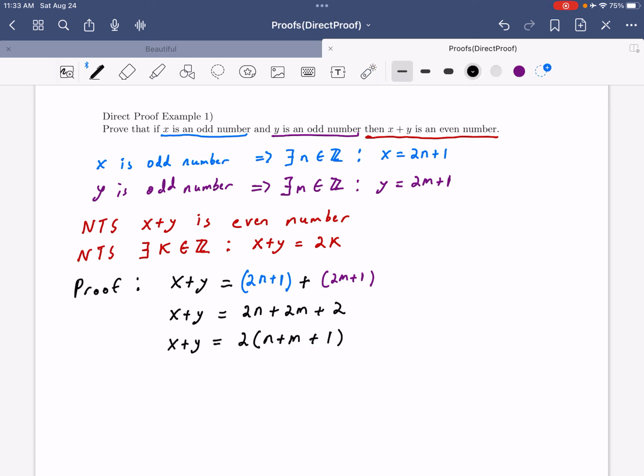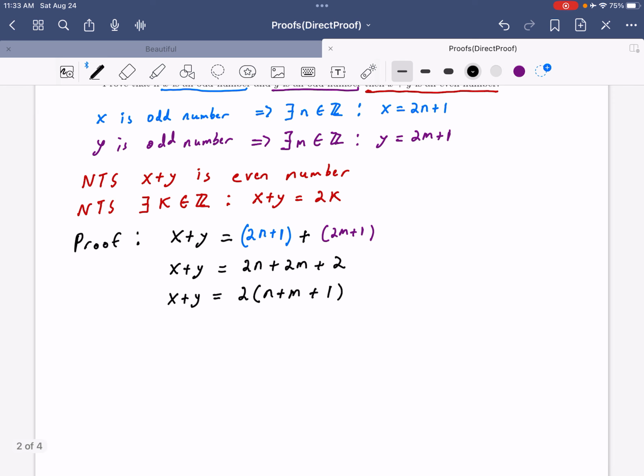So we can simply do a little bit of a definition, or a sort of renaming here. Let's go ahead and just say let n plus m plus 1 equal k. We're just renaming this thing. And then we have x plus y equals 2k. And there we go. Notice that we've reached mathematically what we needed to show.